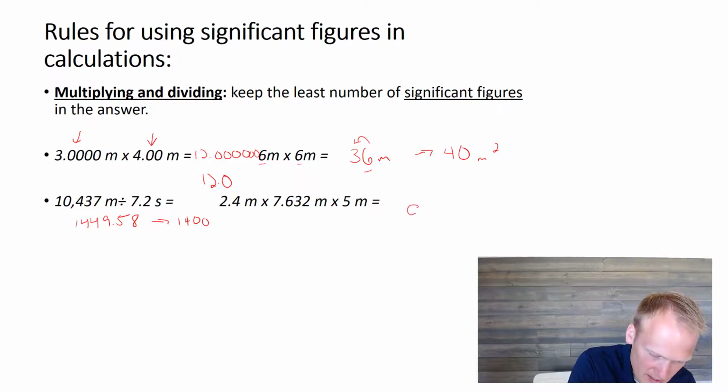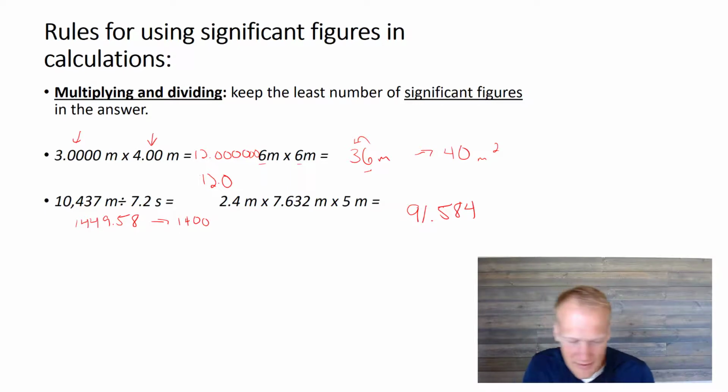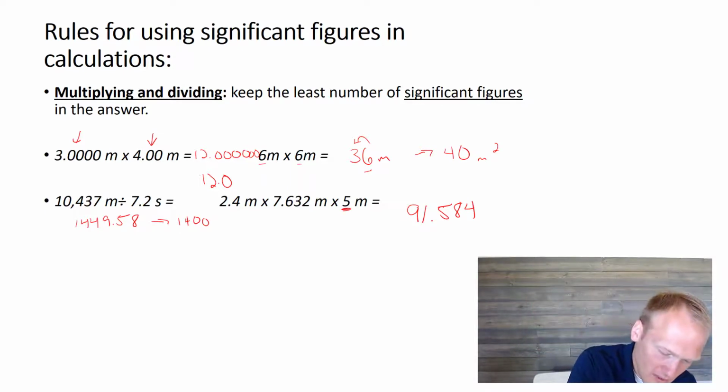This next one would be 91.584. But the measurement 5 only has 1 sig fig. So this can only have 1 sig fig, which is the first one, the 9. And then this 1 will not round up, so this would just become 90. And that would be meters cubed, because we multiplied meters by meters by meters.